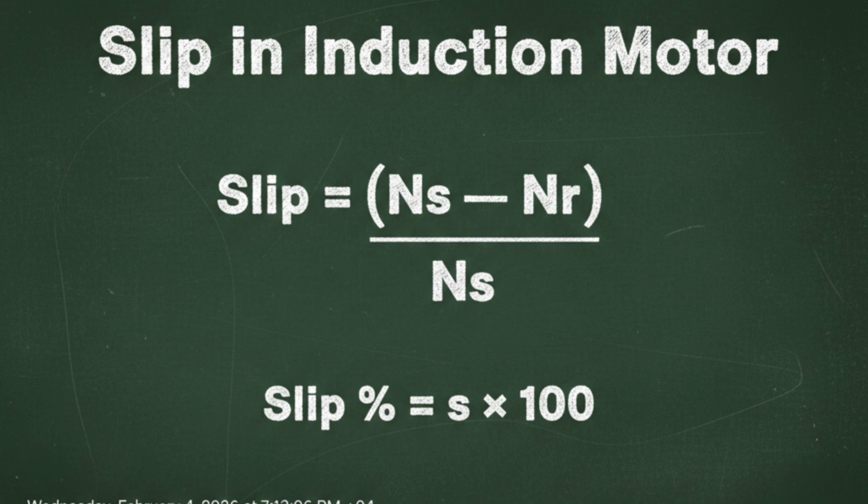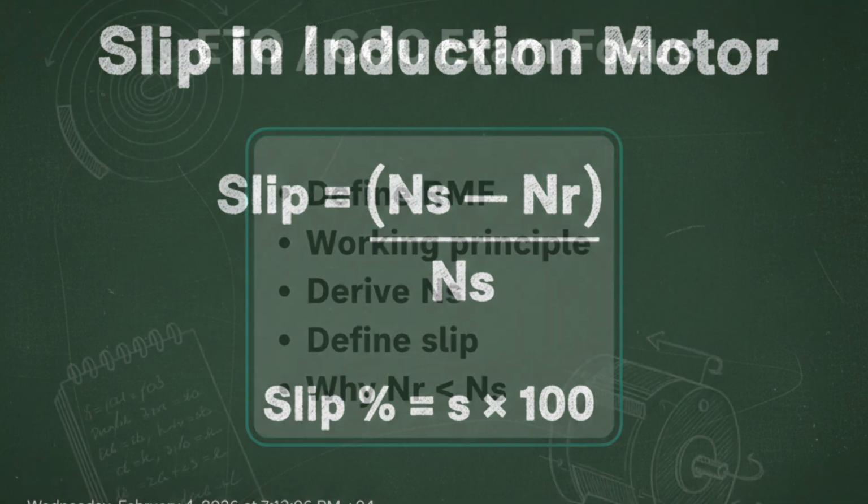The difference between synchronous speed and rotor speed is described by a quantity called slip, which is defined as slip equals synchronous speed minus rotor speed, divided by synchronous speed. Slip is usually expressed either as a fraction or in percentage by multiplying by 100. At standstill, when the rotor is not rotating, slip is equal to 1, while at normal running condition slip is very small, usually between 1 to 5% for most induction motors.